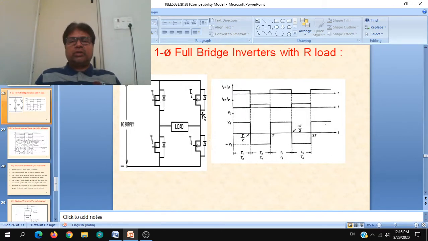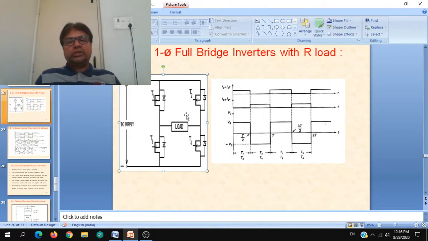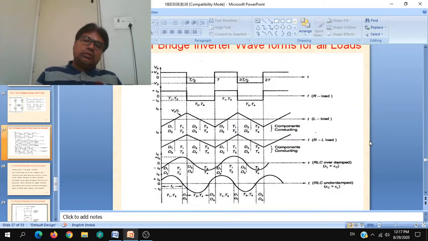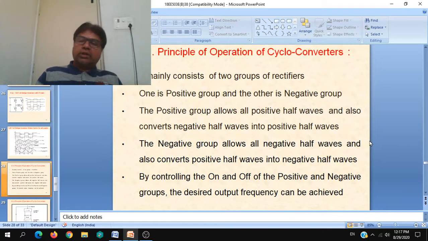T1 and T2 are fired. In this it is shown as T1, T4, T2, T3. So okay, here this is T2 actually. This is T4, T3 and T4. T1 and T2 will be fired to get the positive half cycle. T3 and T4 will be fired to get the negative half cycle. Ultimately, it is a square wave. So you have to explain it in a proper way to understand the working of a single phase full bridge inverter with R load.